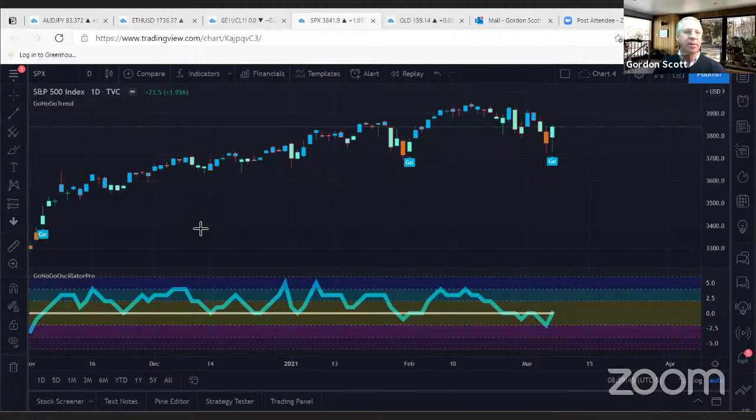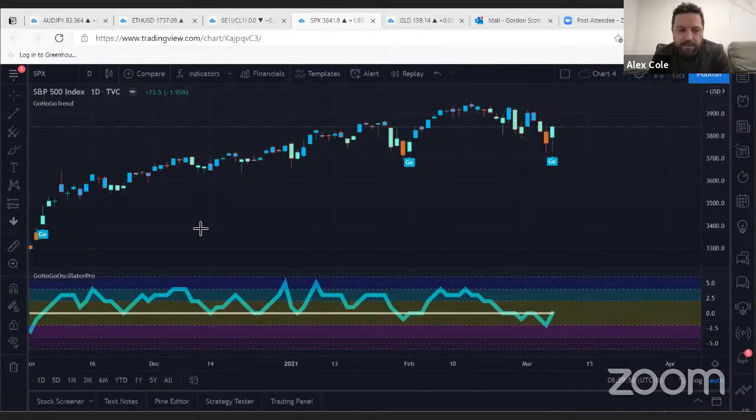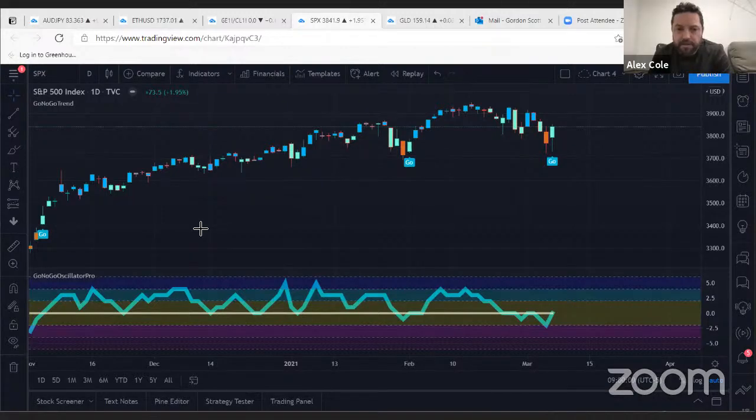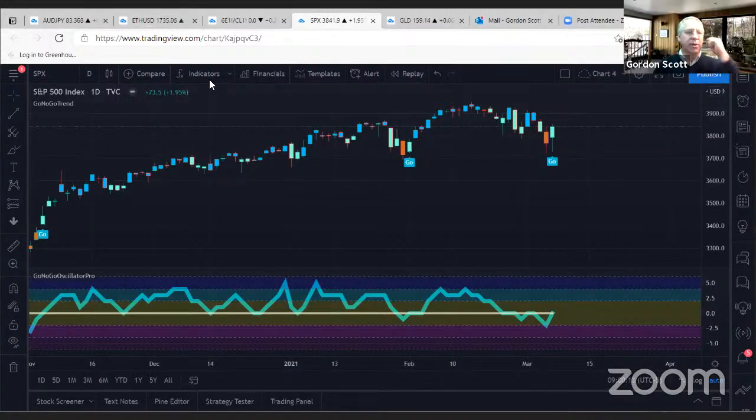Quick question from Subram: is this indicator used for both Forex and stocks? I believe the answer is yes, right, Alex? Yeah, it's designed around price action, not fundamentals. Any set of data. So it's like any indicator. If you think of RSI or a moving average, anything that has price, anything that has data, is fine.